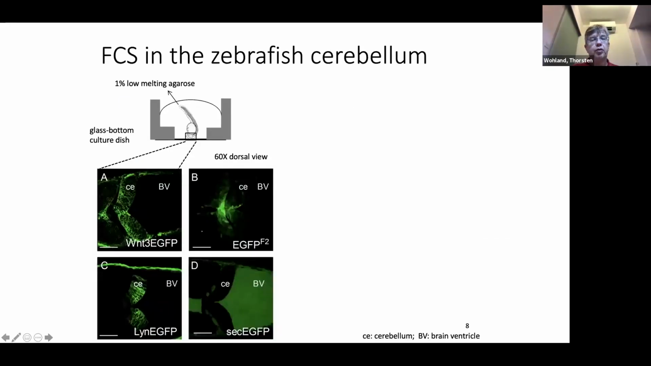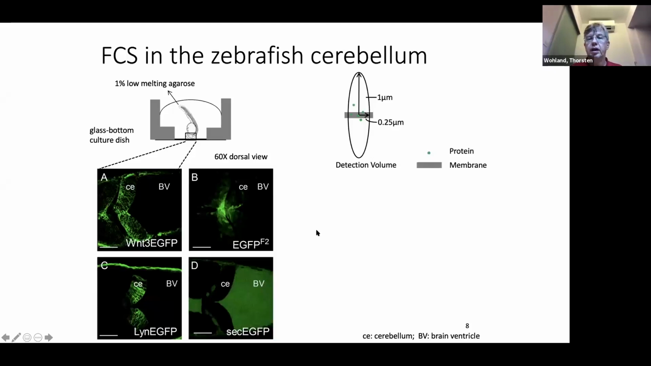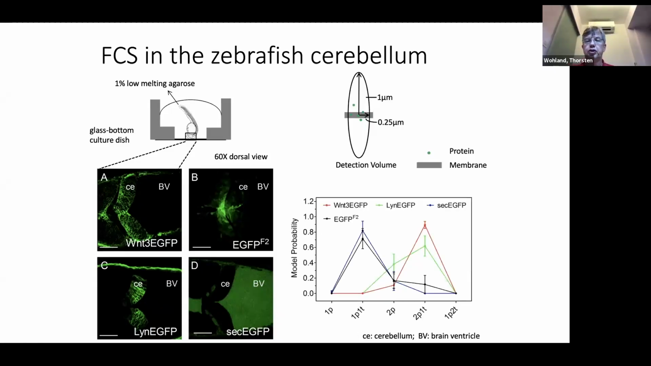Okay, so what we did now, we mount our zebrafish and make our measurements in the brain ventricle, and then we focus on the membrane, we measure, and we try to figure out what is the right diffusion coefficient model. And that's what I want to show you here.